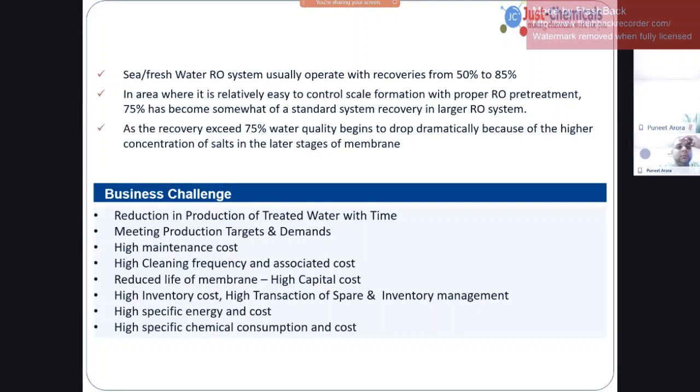The quality begins to drop dramatically because of the higher concentration of salts in the later stages of the membrane, towards the tail stages of the membrane. Or you could say the second stage of the membrane will have a lot of scale formation propensity. Now, it depends on how you control all these things with your chemicals.